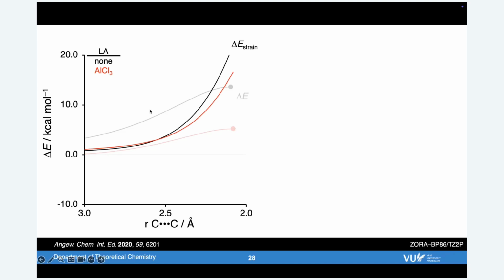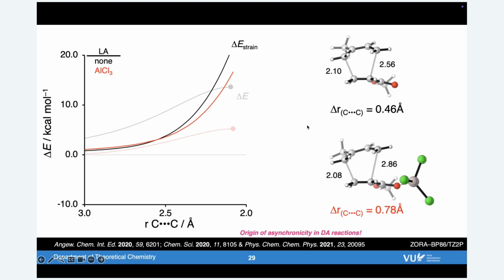So it's lower in part because it benefits from a less destabilizing strain energy around the transition state region, right? This is lower than this. When you look at the transition state structures, then you see here we have the uncatalyzed reaction. Here you have the newly forming carbon-carbon bond distances. And here you have the difference between these newly forming distances, and that difference amounts to 0.46 angstrom.